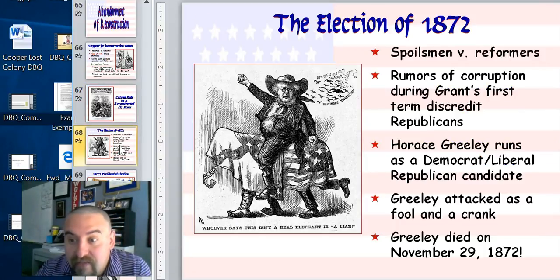The election of 1872, spoilsmen, those Grantist people who are corrupt, versus reformers and the people coming in to change the society. There's rumors of, again, corruption during Grant's administration. Horace Greeley runs as a Democrat. And Greeley is going to be attacked as being a little bit crazy.